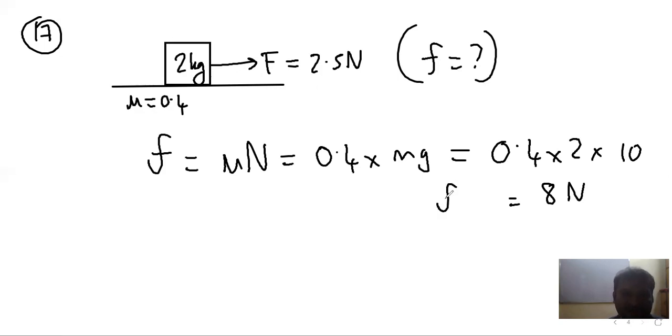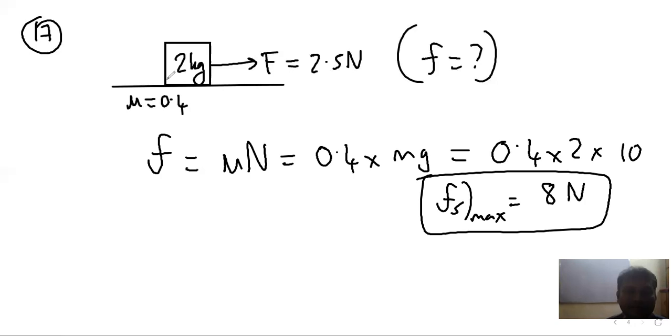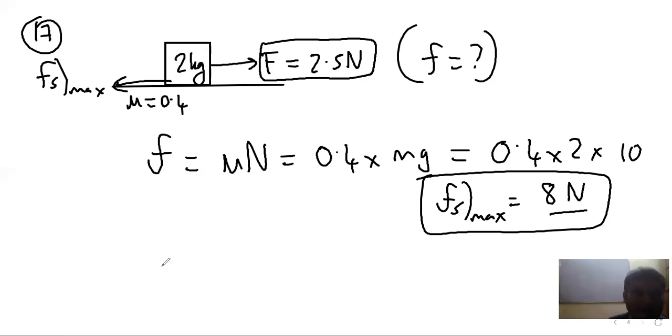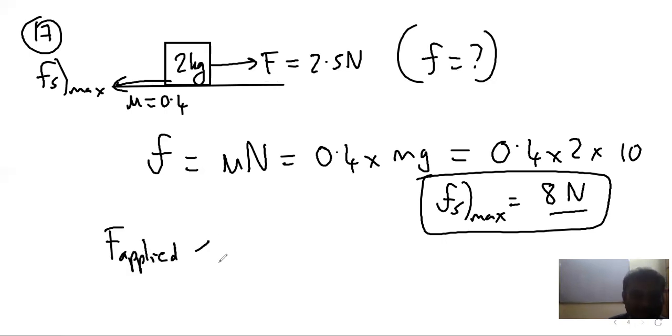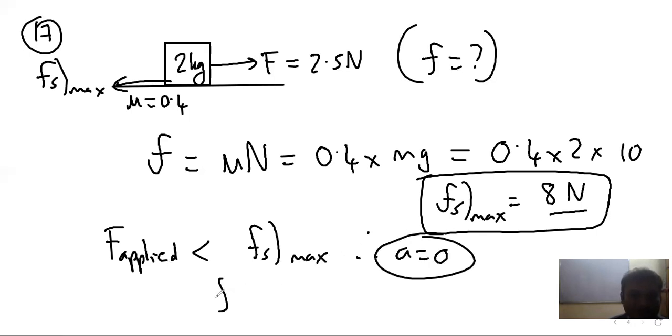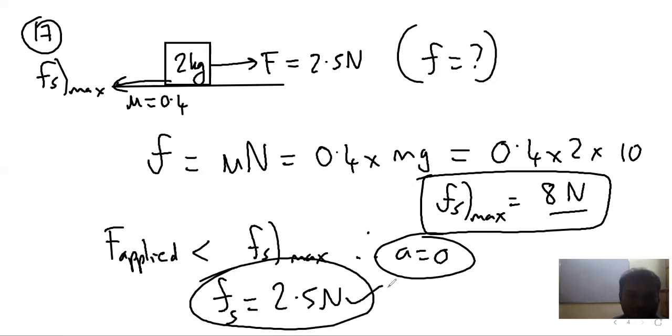So we have static friction maximum value, which is 8 Newton, and it acts in backward direction. So that is the maximum value of static friction, Fs max. But the applied force is 2.5 Newton, which is less than the maximum value of static friction. So we can say acceleration will be 0. So from that, we can say the friction in this case is static and it is less than limiting value. The answer is 2.5 Newton, which corresponds to option A. So the correct answer to the 17th question is option A.